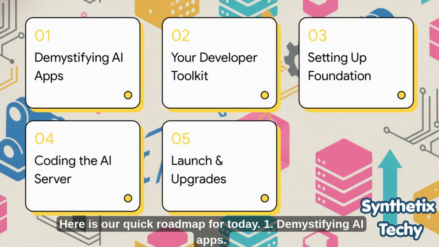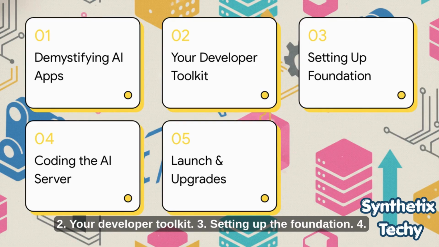Here is our quick roadmap for today. 1. Demystifying AI apps. 2. Your developer toolkit. 3. Setting up the foundation. 4. Coding the AI server. And 5. Launch and future upgrades. All right, let's get started.